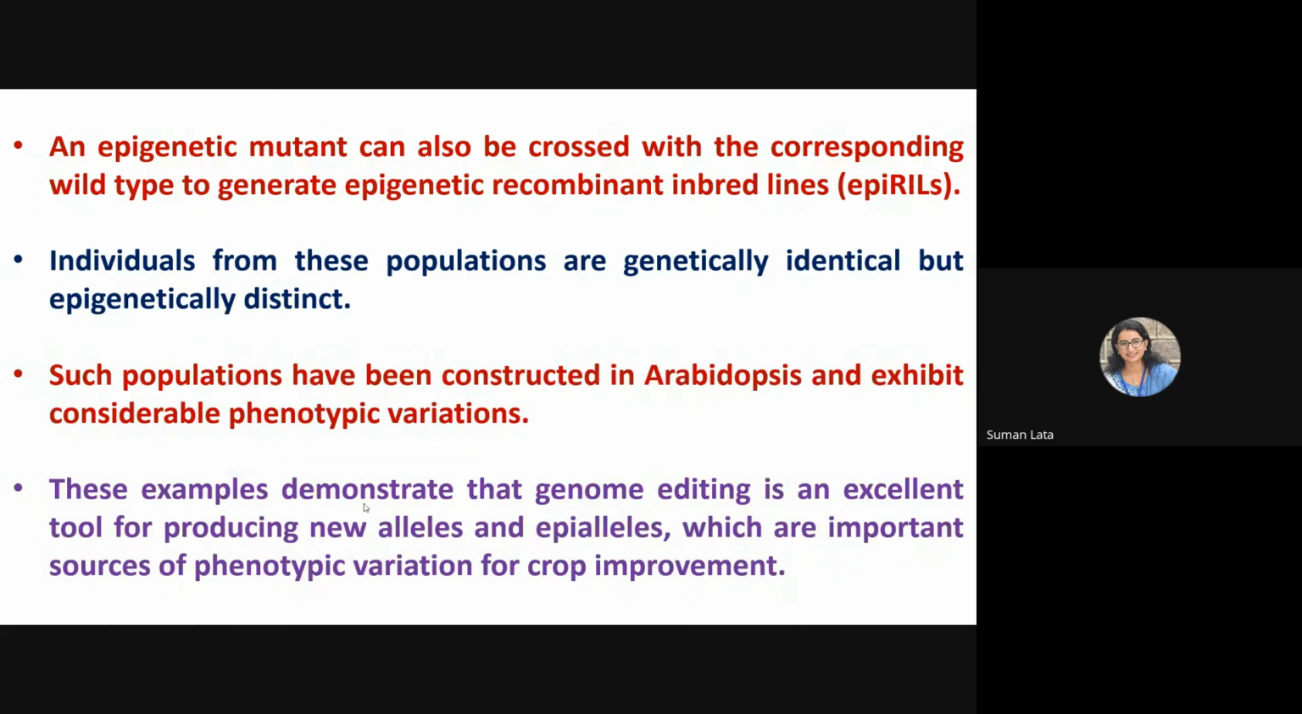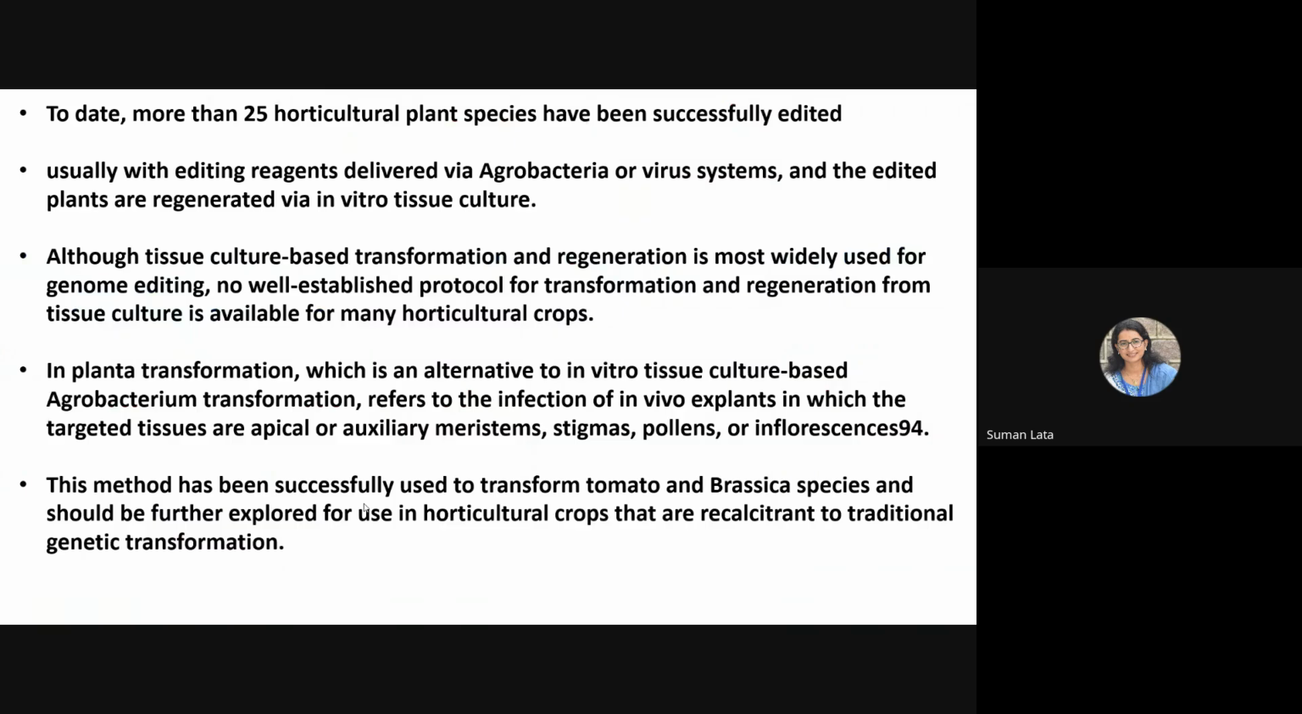These examples showed that genome editing is an excellent tool for producing new alleles as well as epialleles, where the epigenetic modifications are done, and which are important sources for phenotypic variation for crop improvement.